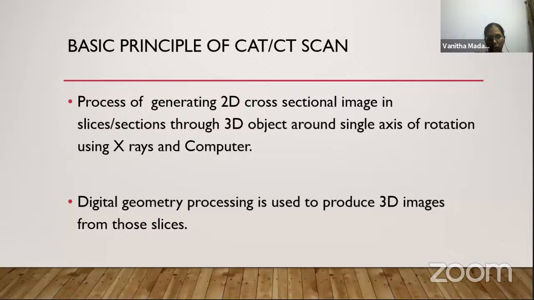So digital geometry processing is the process used to produce 3D images from 2D cross-sectional imaging. What is meant by digital geometry processing? In simple words, we collect multiple images of the same area by passing X-rays at multiple angles and putting all the data together. We can produce a 3D image from those 2D cross-sectional images.